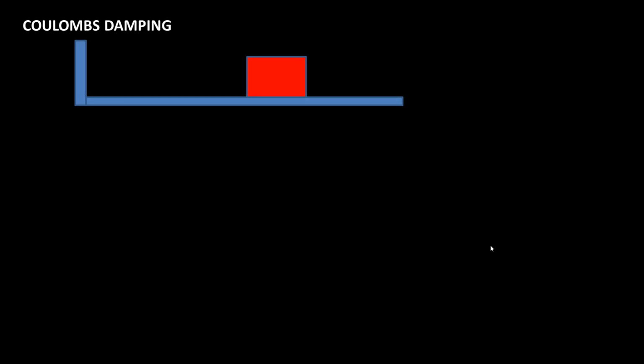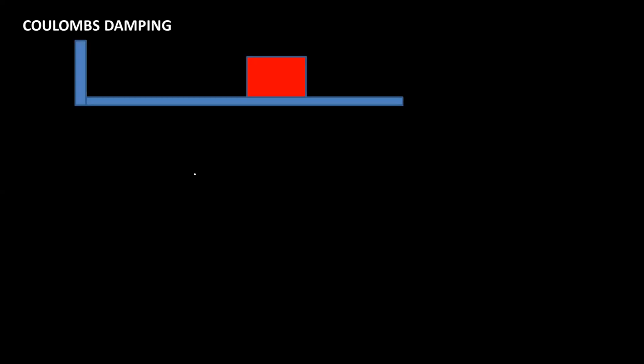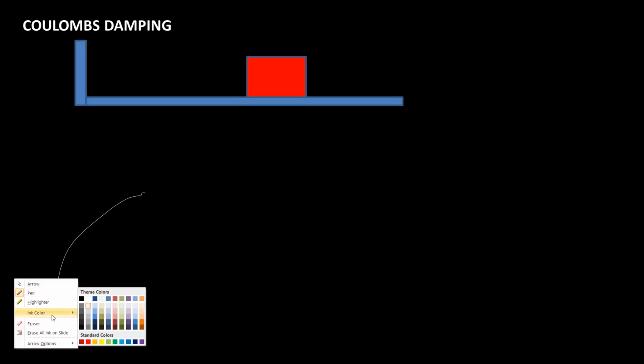Now this is the second type of damping. This is called dry friction damping. It is Coulomb's damping. When a mass is oscillating on a rough surface, it will experience some sort of damping because of the dry friction.